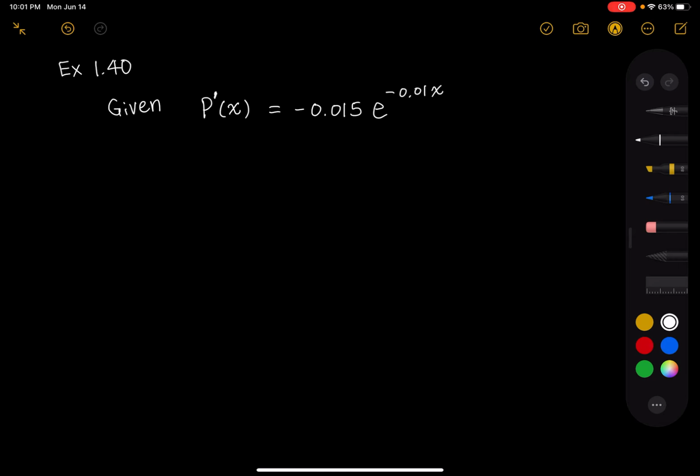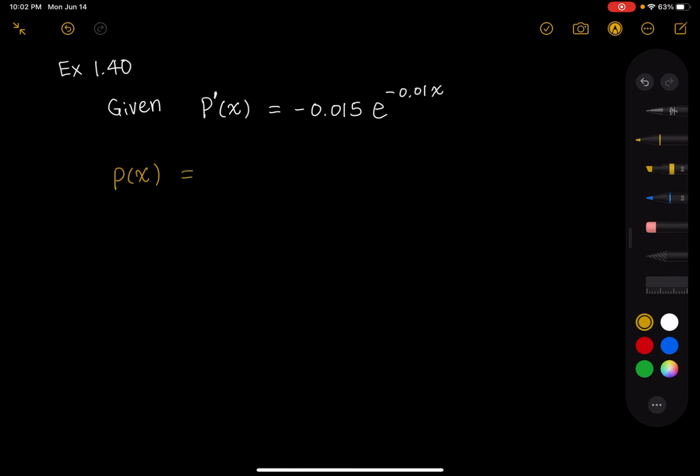Now, the beauty of mathematics is that we don't need to be an expert in economics in order to solve this problem. We don't even need to know what marginal price demand function means. All we need to know is this P prime is a derivative of the price demand function, P of x. So we are really just looking for P of x. How do we find P of x given P prime? Well, we need to take the integral.